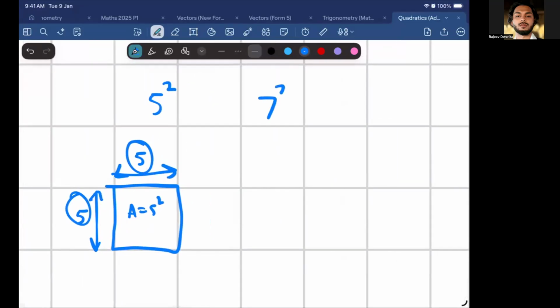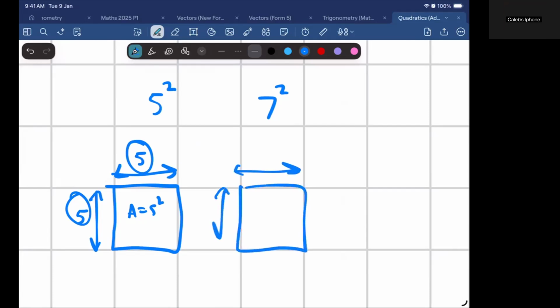What about 7 squared? It could represent a square too. Exactly. And what would the length for one of these sides be? 7. Exactly. And the area would be what? 49, right? Yes, sir. You said 14. How do you find area? Remind me, how do you find the area for a square?